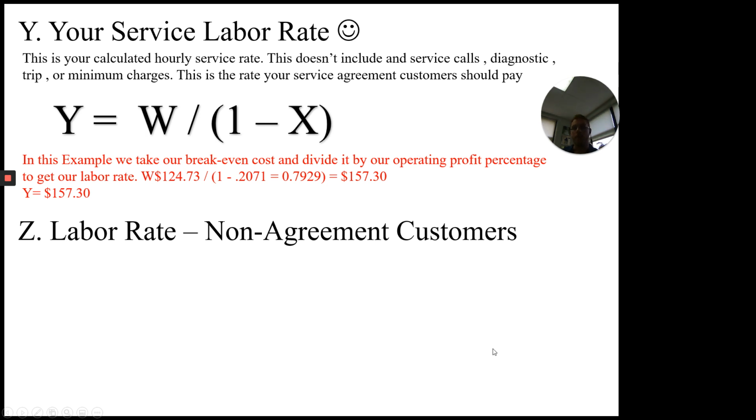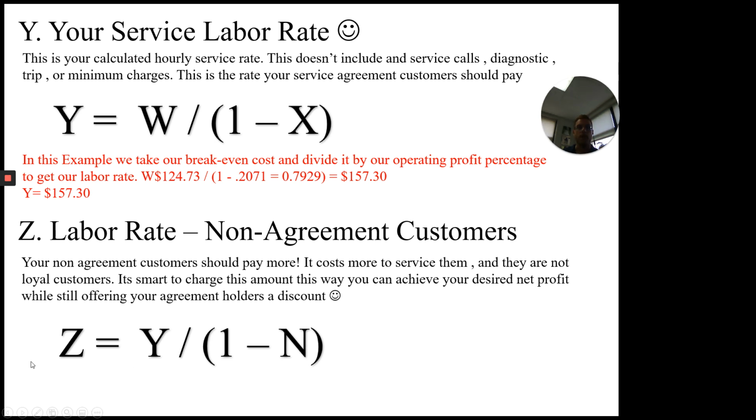Now we have another one for Z, which is a labor rate for your non-agreement customers, which is just adding the discount that you give your agreement holders. You add that discount to the total and you get that number. This way they pay your true number and your non-agreement customers can pay more. And then you can also use the discount to sell the agreement. I'm going to have a video on that later, using your discounts to sell additional products and services.